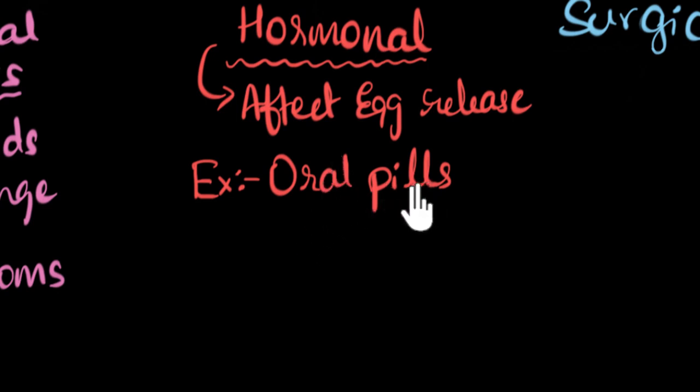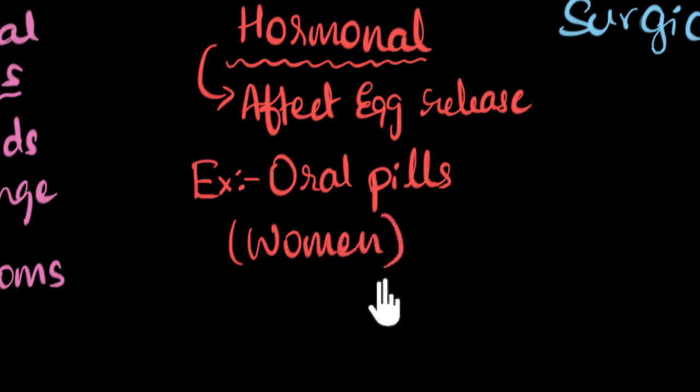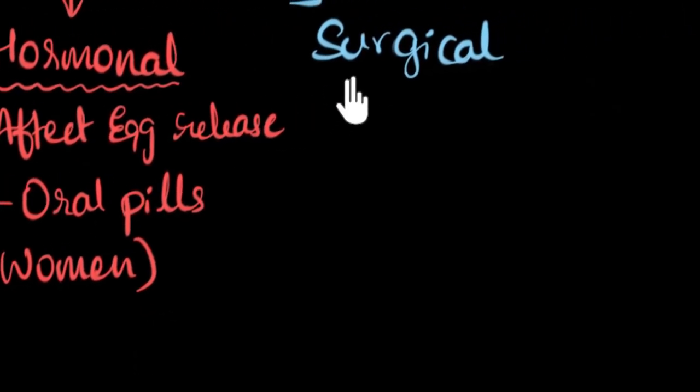And so there are different kinds of pills. And since it's affecting the egg release, this means that it's done for women. Why not for men? Well, because in women, we just have one egg to concentrate on, and that's a little easier. In men, we have millions of sperms, and so it's very difficult to make all the sperms inactive, right? So hormonal methods are usually for women. And that now brings us to the third one, the surgical method.